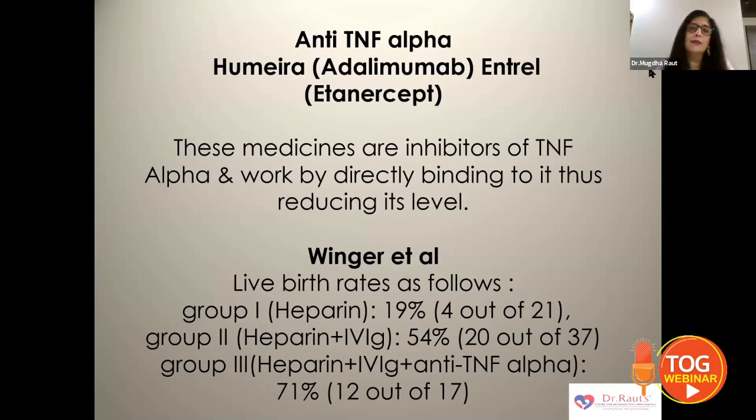After progesterone comes the anti-TNF-alpha medicines like Humira or Enbrel. Now, these medicines are inhibitors of TNF-alpha and work by directly binding to it, thus reducing the level of TNF-alpha. We do not use much of anti-TNF-alpha because it has other side effects and it can cause infections. However, Winger has found in a study that the use of heparin, IVIG, and anti-TNF-alpha has given the maximum success rate.